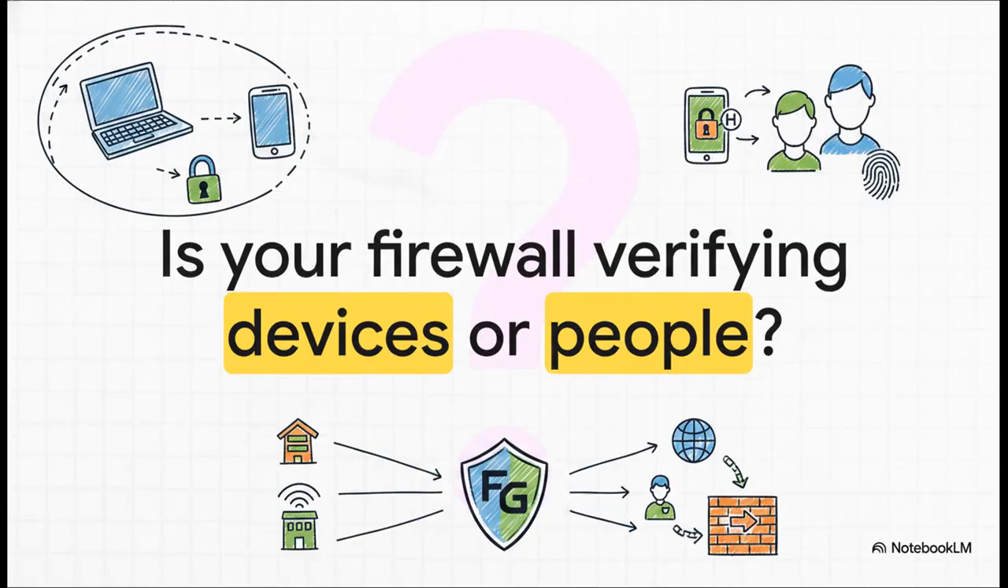Which brings us to the end of our explainer, but I want to leave you with this provocative thought regarding your own network security posture. Is your firewall merely guarding recognized devices, or is it intelligently verifying the actual people behind them? By leveraging local and remote authentication, enforcing strict two-factor protocols, and tying identity directly to your firewall policies, you completely take back control of your network.